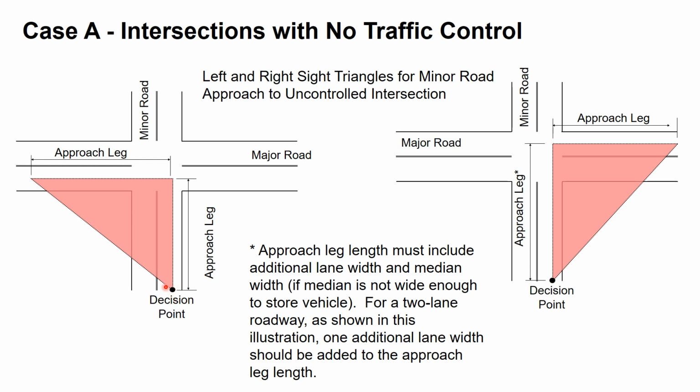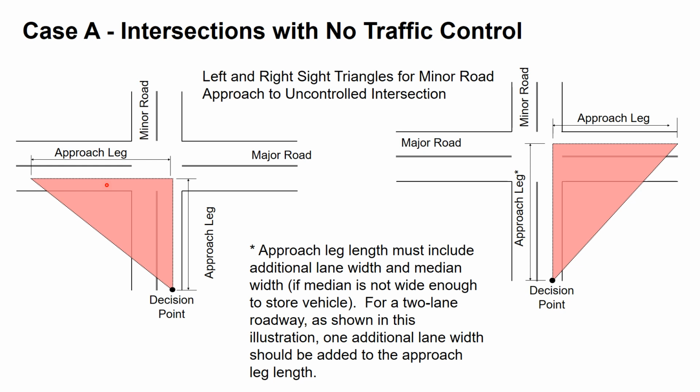So this is our vehicle that we're observing, that we're analyzing. It's approaching this intersection. We need to determine those approach legs, and then everything inside this sight triangle needs to be a clear area so that we can safely see any vehicle that we may conflict with as we're approaching that intersection. The approach leg length must include additional lane width and median width, again, if that median is not wide enough to store a vehicle.